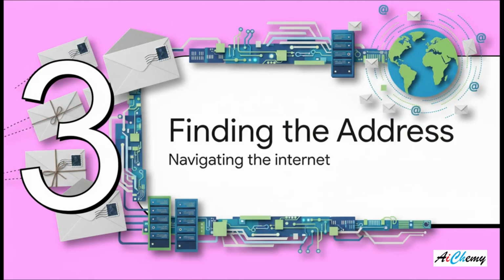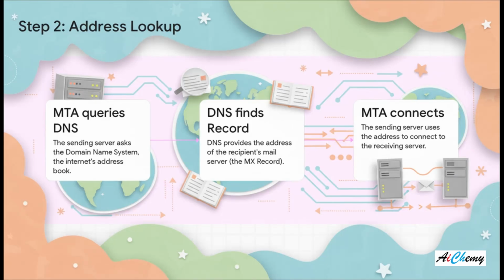All right, so the letter is now in the hands of the Postal Service. But how does it know where to go? I mean, the Internet is a massive place. This is where the real magic happens. The sending server, our MTA, has to find the recipient's mail server. So what does it do? It asks the Domain Name System, or DNS, which is basically the Internet's giant address book. It asks, hey, where do I send mail for this specific domain? The DNS looks up something called the Mail Exchanger Record, or MX record, and provides the exact address. Boom. Now the sending MTA can connect directly to the receiving server.